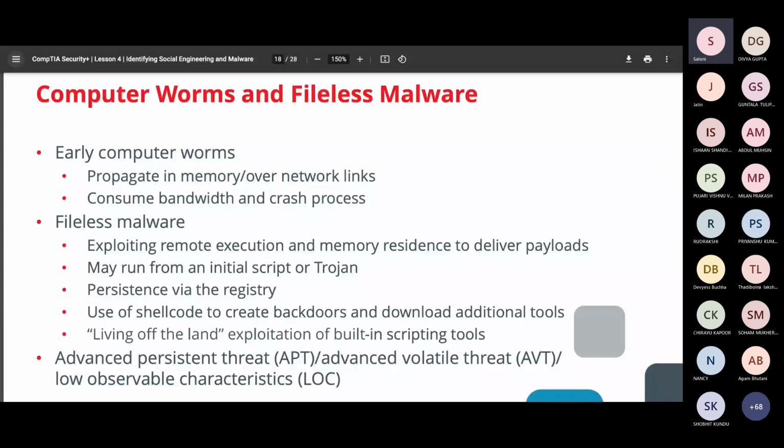So early computer worms, what is happening? They propagate in memory over the network links, consume the bandwidth and crash the processes. So this is something which is happening.